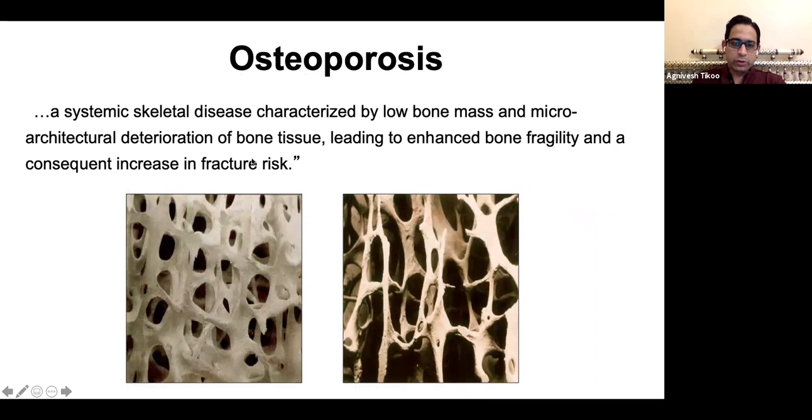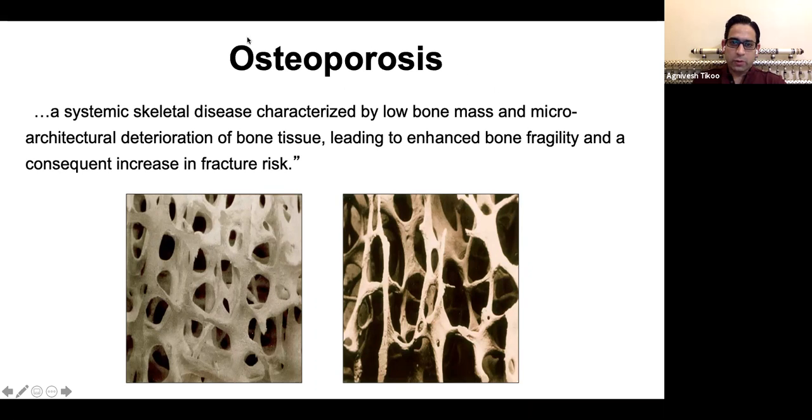Now let's try to understand osteoporosis diagrammatically. This is a good woven bone, and this is osteoporotic bone where you see these voids, because these were the places where the bone was there and it's not there. So it's a very weak bone. If we ask the definition, it's a systemic skeletal disease characterized by low bone mass and micro-architectural deterioration, which means the strength which is there in the pillars of these trabeculae is lost, leading to enhanced bone fragility and a consequent increase in fracture risk.